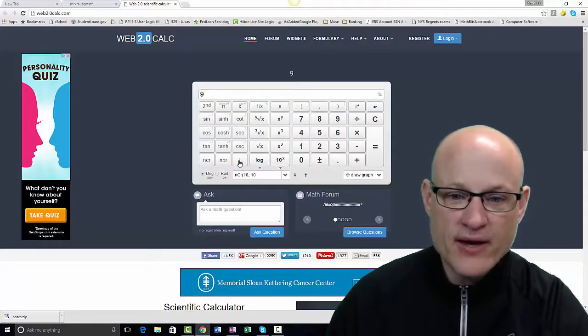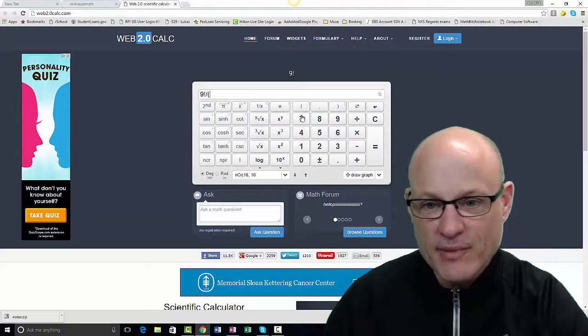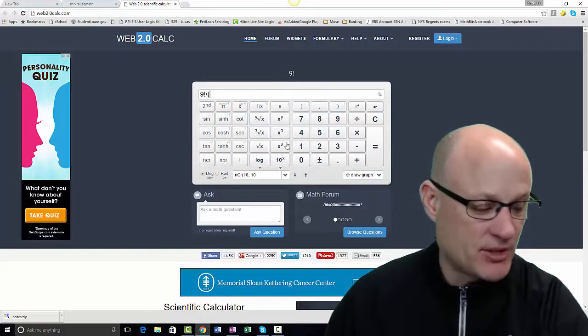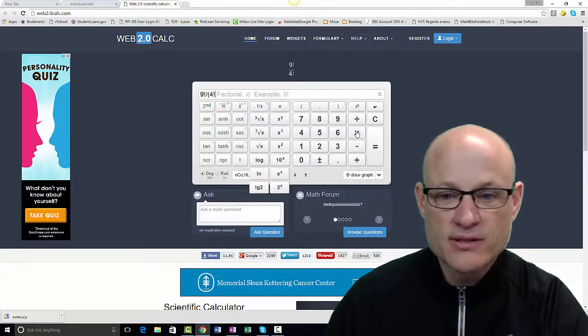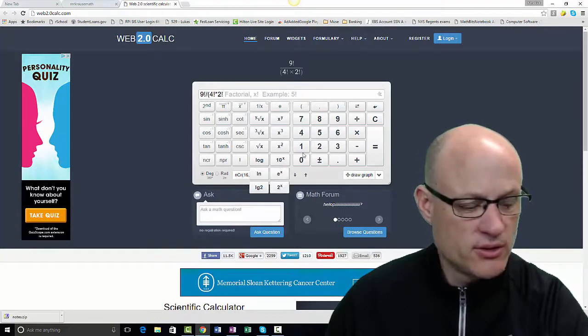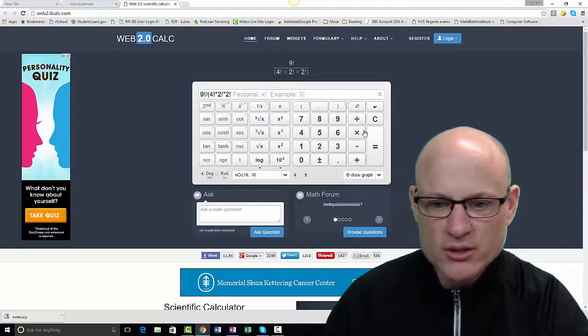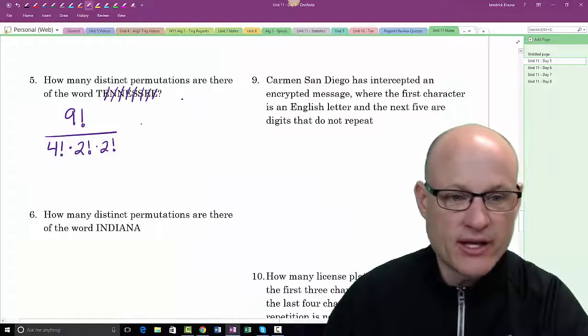It's 9 factorial divided by, and all the bottom stuff has to go in parentheses because I can't make fractions nicely on this. But you'll notice what it looks like up here on top. It looks kind of nice. 4 factorial times 2 factorial. By the way, putting in times 2 factorial is kind of annoying because it's just 2. So I could have just used this 2. But the answer is 3,780.